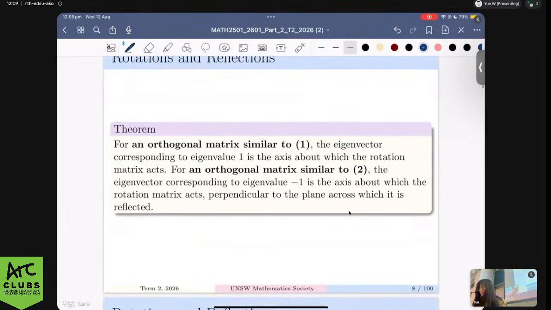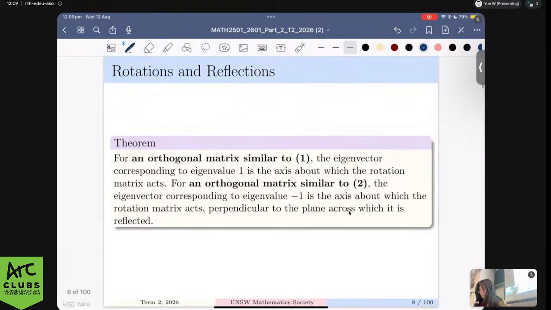This is reinforcing what I said before. The eigenvector corresponding to eigenvalue 1 is the axis about which the rotation matrix acts. For an orthogonal matrix similar to 2, it's the same concept, except the eigenvector corresponding to the eigenvalue -1 is the axis, and this will be perpendicular to the plane across which it is reflected. So this is pretty intuitive.